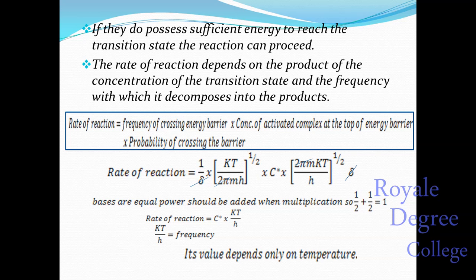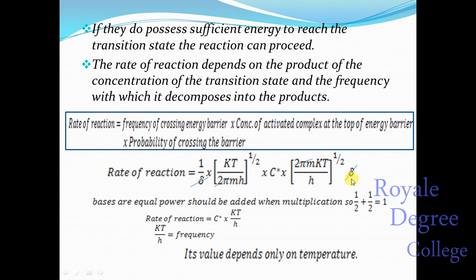So the formula we can write is: rate of reaction is equal to frequency of crossing the energy barrier into concentration of activated complex at the top of the energy barrier into probability of crossing the barrier. So rate of the reaction is equal to 1 by delta into kT by 2 pi m to the power half into C star. C star is the concentration of activated complex at the top of the energy barrier, into the probability of crossing the barrier, which is 2 pi m kT by h to the power half delta.